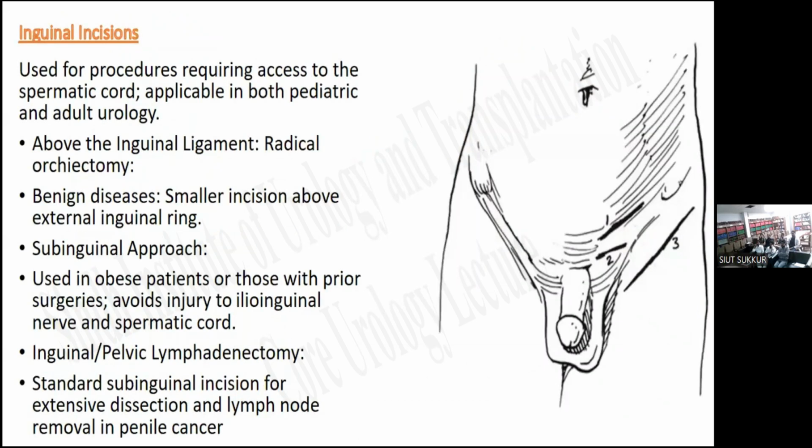There are other incisions used in urological surgery, such as inguinal incisions, used for pathologies like radical orchidectomies, or incisions above the inguinal ligament. Benign disease uses smaller incisions above the external inguinal ring, as shown in this diagram. The subinguinal approach is used in patients with prior surgeries and avoids injury to the ilioinguinal nerve and spermatic cone. For inguinal and pelvic lymphadenectomy, a subinguinal incision is used for extensive dissection and lymph node removal in penile cancer.